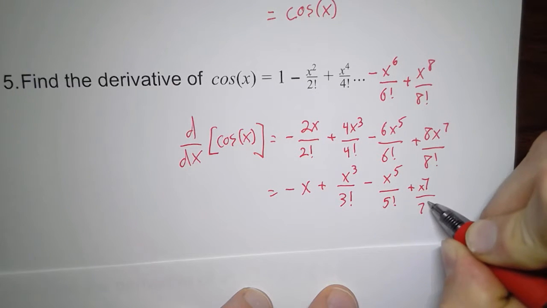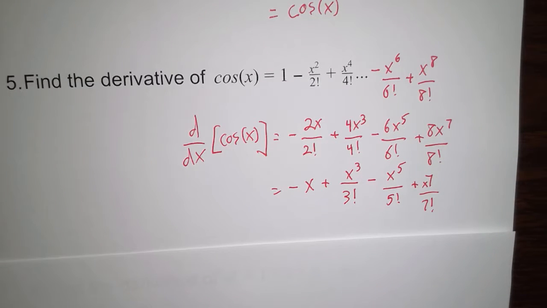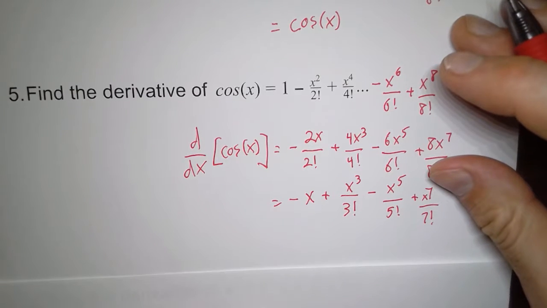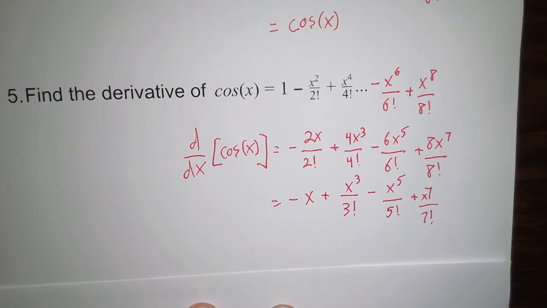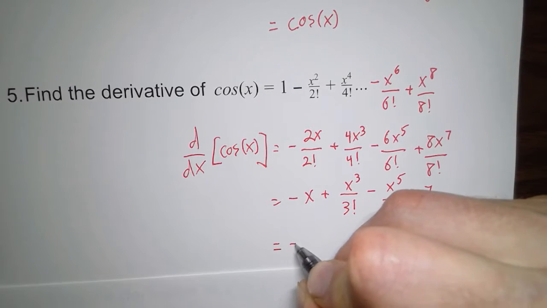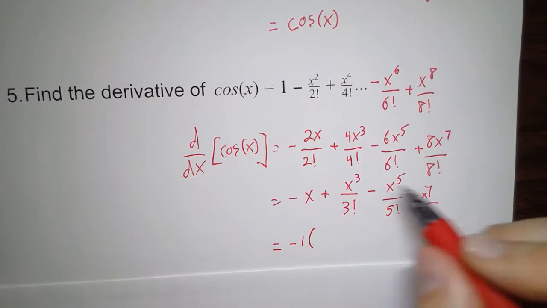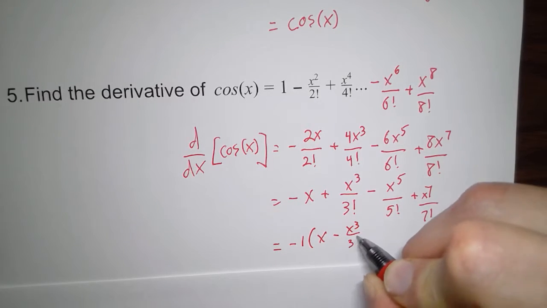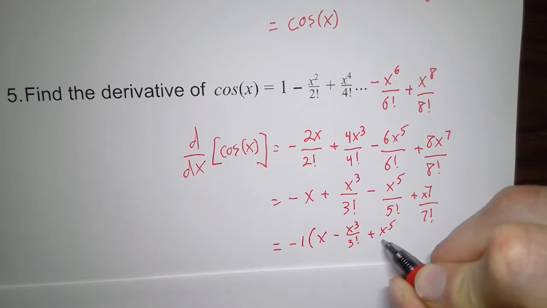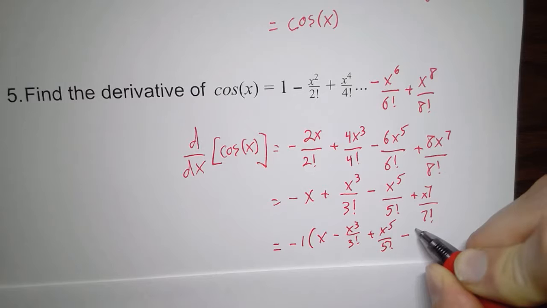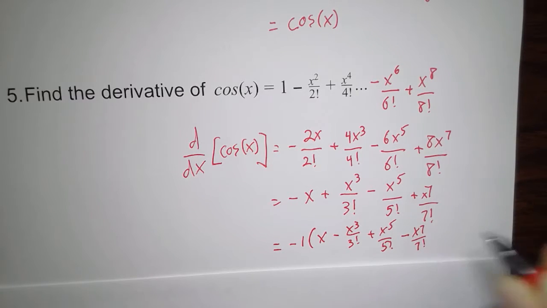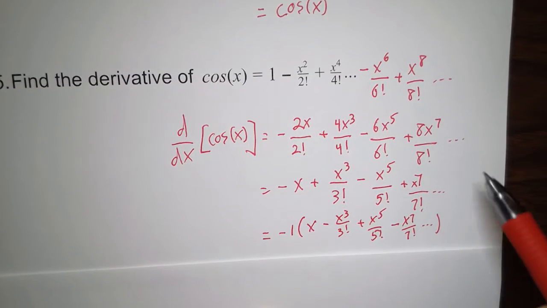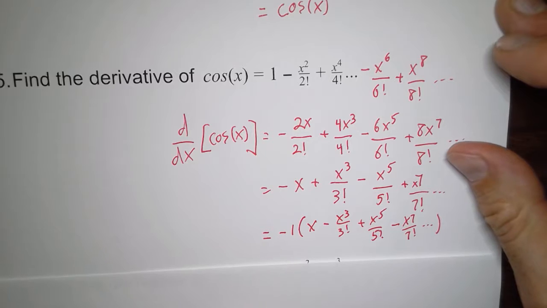over 7 factorial. Now, if you look at this, this should look similar, but not exactly the same as what we saw up above. It's opposite. So if we factor out a negative 1 out of this expression, we're left with x minus x cubed over 3 factorial plus x to the 5th over 5 factorial minus x to the 7th over 7 factorial. And just to cover myself, I should put the dot dot dot on the end of these because it does continue on forever. We're only looking at the first few to establish a pattern.